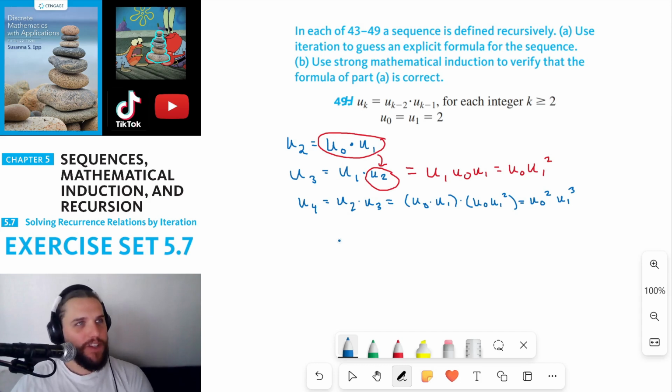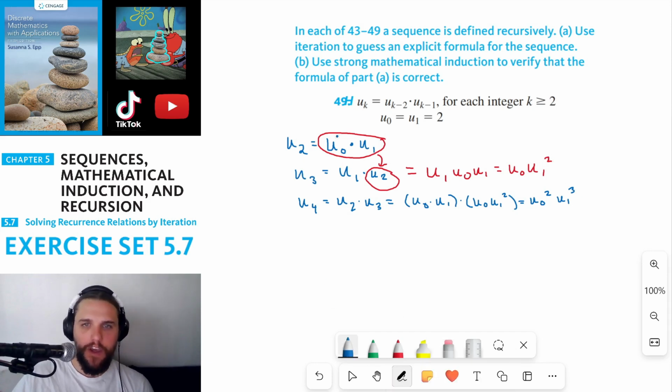Now, the pattern's a little difficult to see here. It might seem as though the exponents are increasing by 1 here. U sub 0 went from an exponent of 1 to an exponent of 2, and u sub 1 went from an exponent of 2 to exponent 3. But that's not true between u sub 2 and u sub 3. U sub 2 has exponents of 1 and 1, and in that case, the exponent of u sub 0 did not increase by 1, which means we need to solve for u sub 5 in terms of u sub 1 and u sub 0.